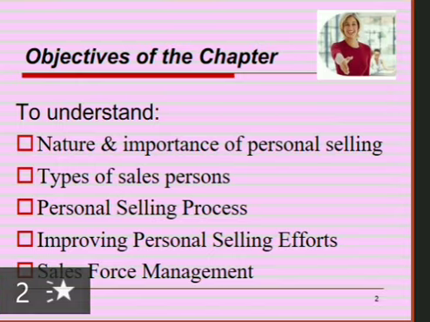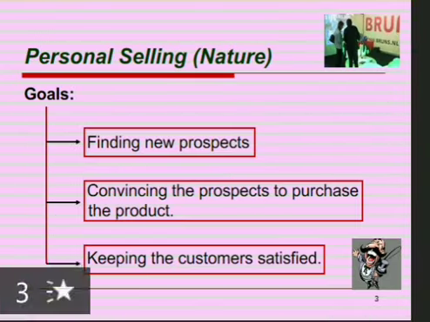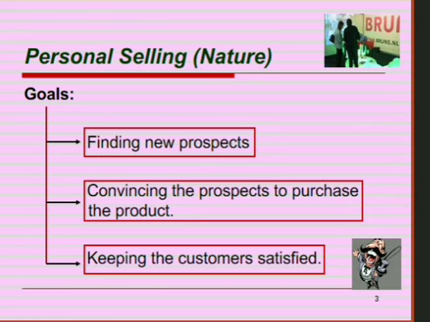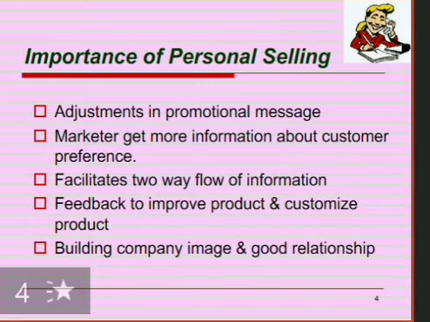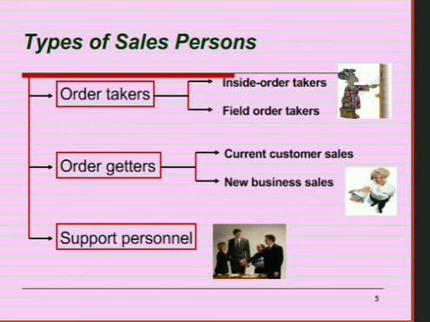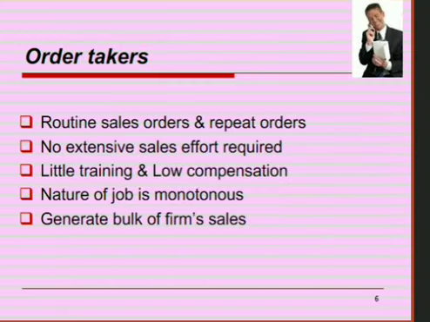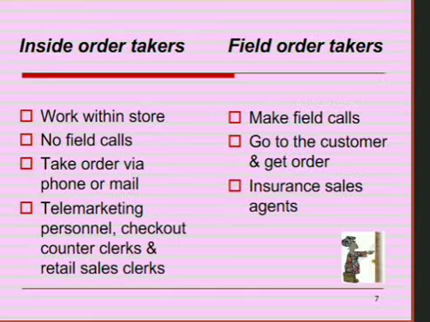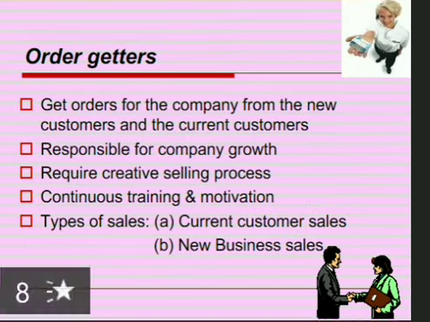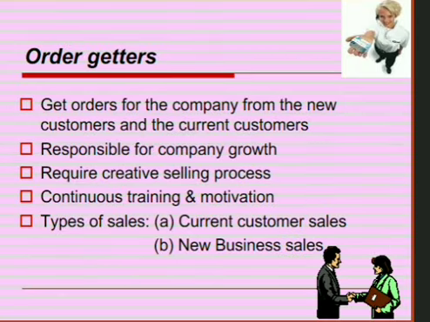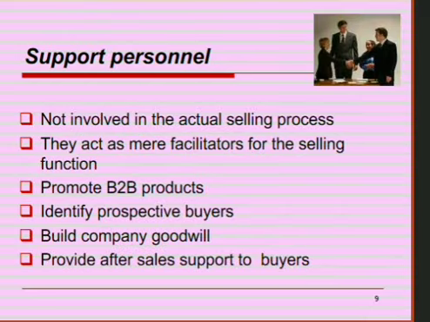Now, before going to the personal selling process, I will go through a summary of what we have discussed till now. We have discussed the nature of personal selling, then the importance of personal selling, then the types of salesperson. There are three types: order taker, order getter, and support personnel. Order takers are of two types: inside order taker and field order taker. The second category is order getters, and the third category is support personnel.